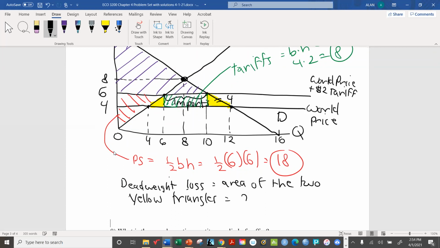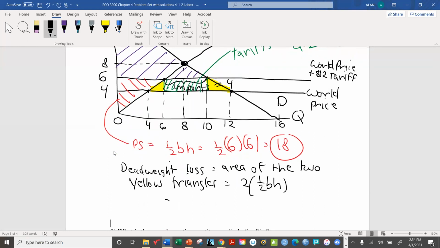Okay, so there'll be two triangles, each with an area of 1/2 base times height. And that will be 2 times 1/2. The base in each case is 2. The height is 2. So you'll have 2 times 2, which is 4. So either way, the dead weight loss is $4. So these two collectively give me my dead weight loss.